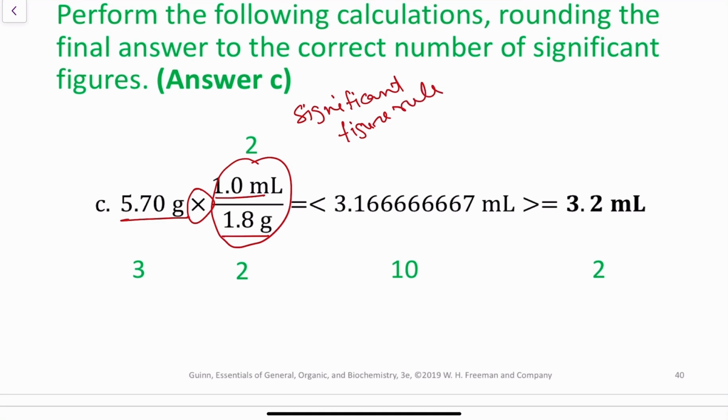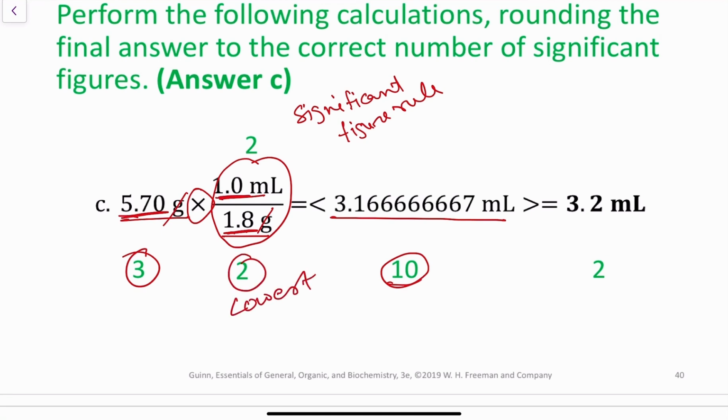Right? So let's see how many significant numbers we have. In 5.70, we have 3 significant numbers. In 1.0 and 1.8, I have 2 in each of them. When you solve this problem using a calculator, you're going to get this big number, right? Later on gram will cancel, but right now our focus is the number of significant numbers. So your calculator is going to give you this big number, which has 10 significant numbers. But how many do we need? Just 2 significant numbers, because this is the lowest that we have.